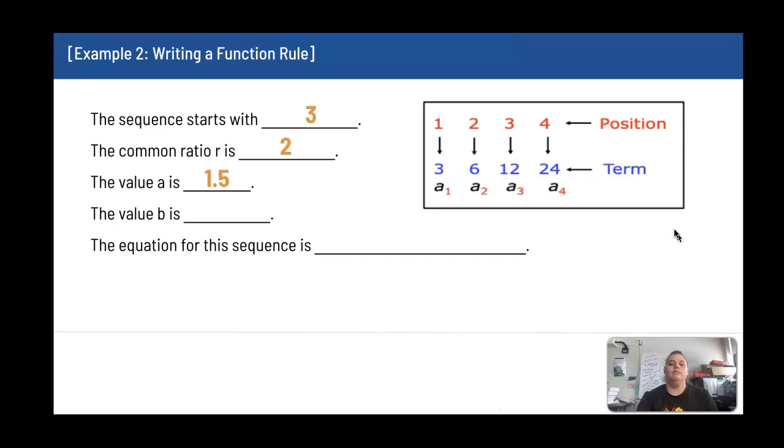The value of B is the same as my common ratio. In this case, that's 2. So the equation for this is y equals 1.5 times 2 with an exponent of x. Remember that x is going to be the term position, so I could be like the 50th term and plug in 50 for x, and then I use a calculator to do that for me.